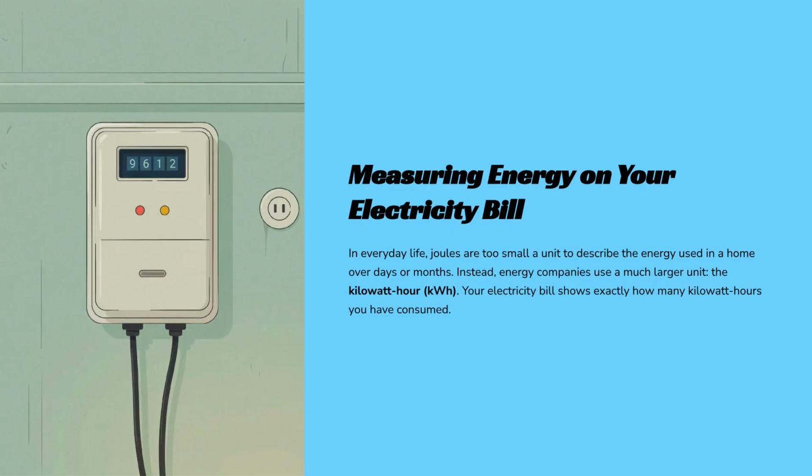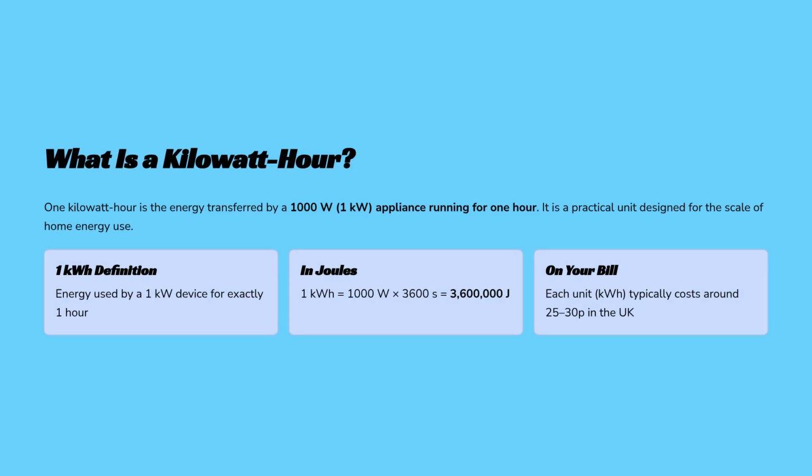Because joules are such a small unit, energy companies bill us using kilowatt-hours instead. This is the unit you see on your home electricity bill. 1 kilowatt-hour is the energy used by a 1 kilowatt appliance running for 1 hour. That is equivalent to 3.6 million joules and costs typically 25 to 30 pence per unit.